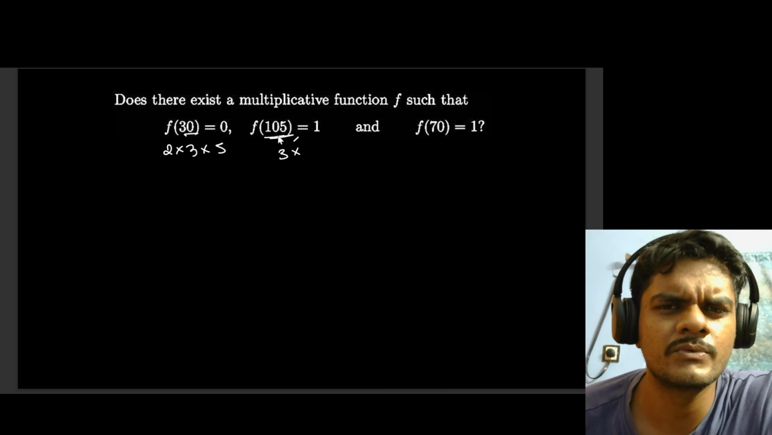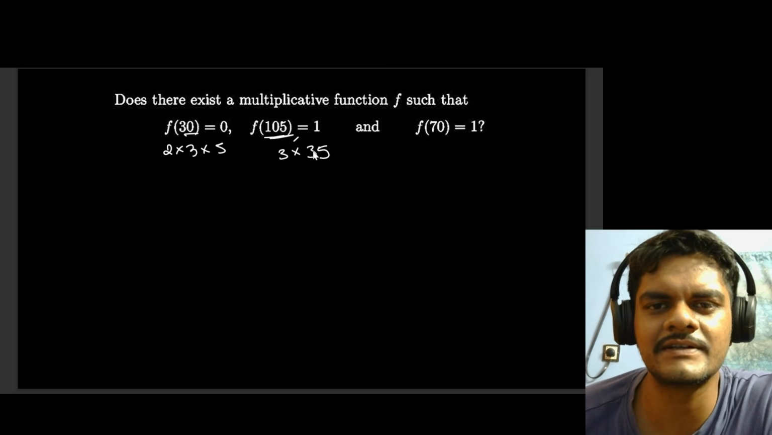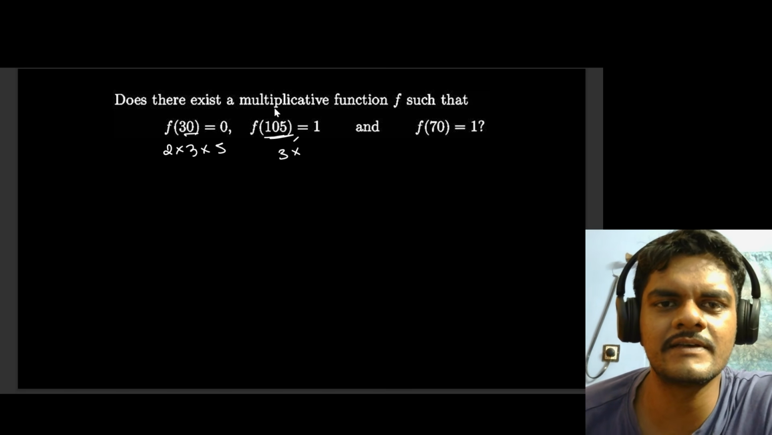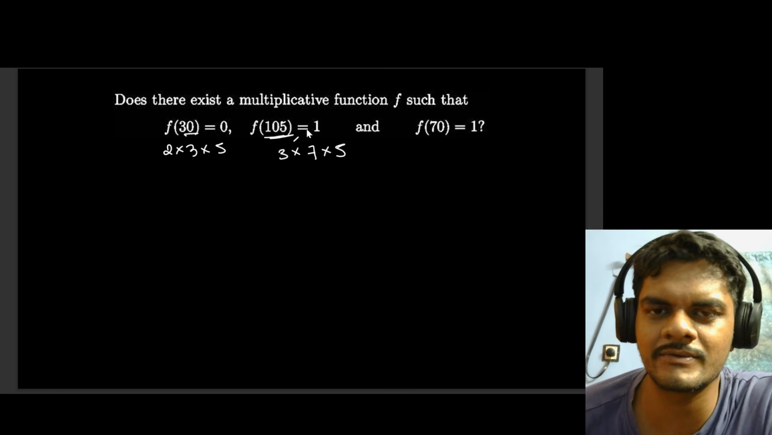No, it is 3 into 35. So 3 into 7 into 5. So I'm thinking 5 into 21. I don't know, I just messed it up.